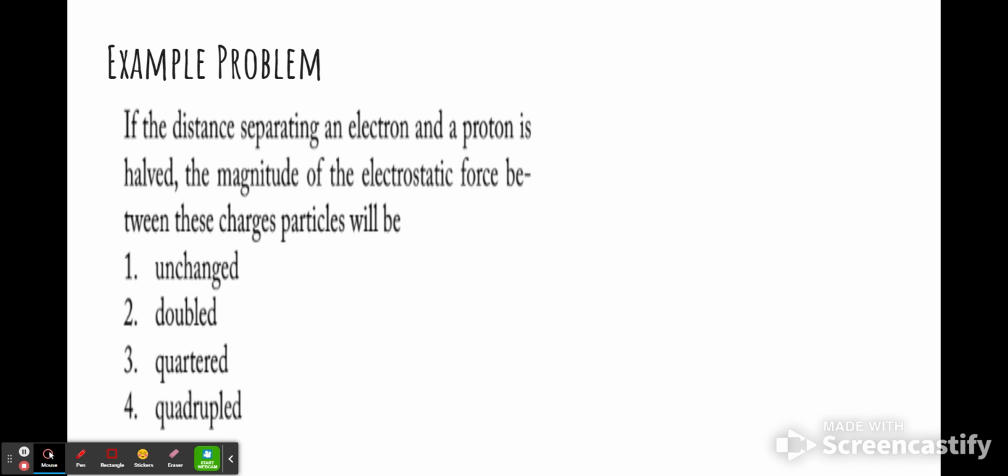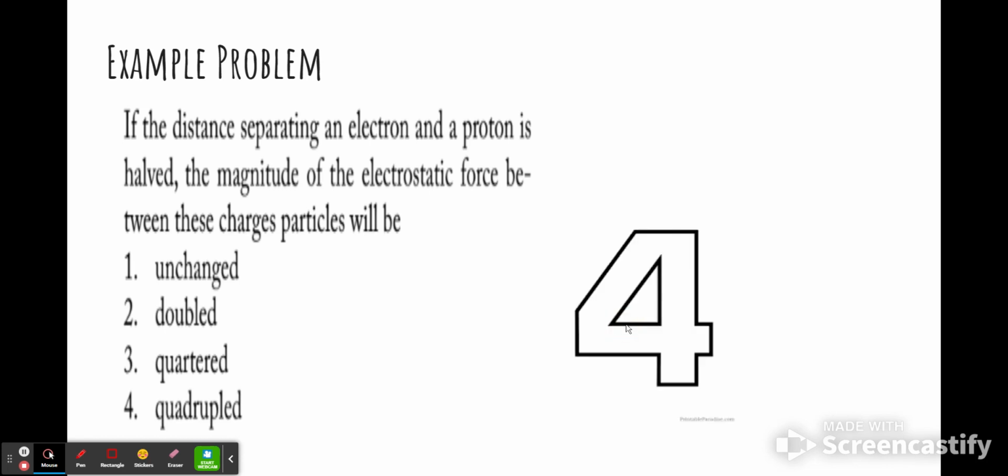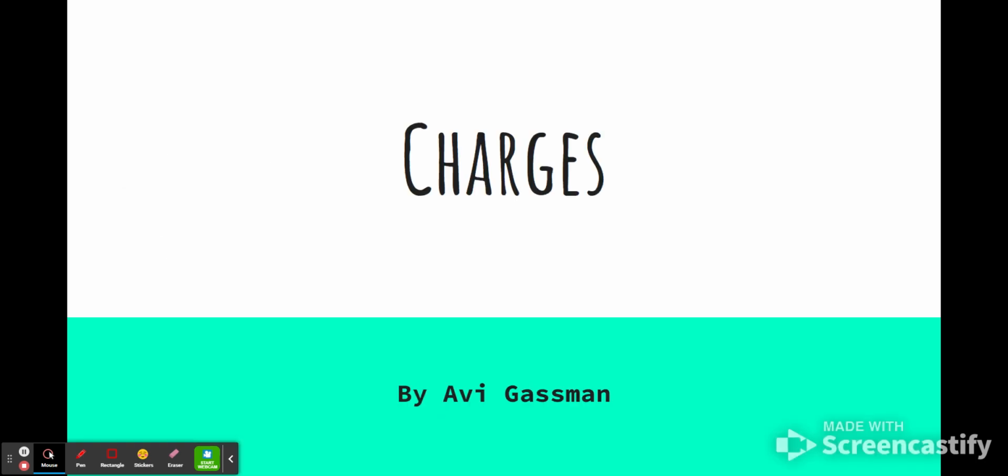So an example problem for Coulomb's law: if the distance separating an electron and a proton is halved, the magnitude of the electrostatic force between these charged particles will be. The answer here is 4. The answer is 4 since the force is inversely proportional to the square of the distance, which means that since the distance is half as much, the force is quadrupled.